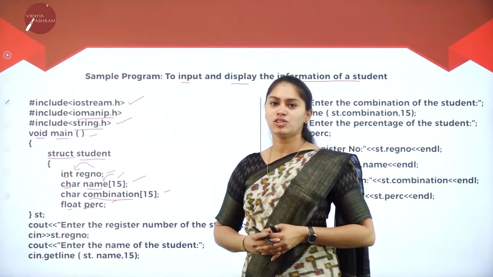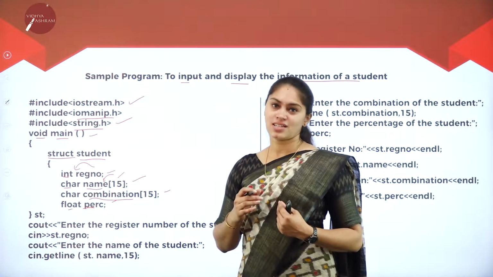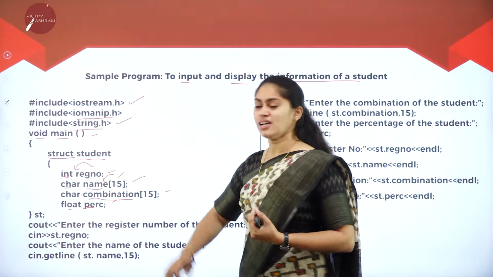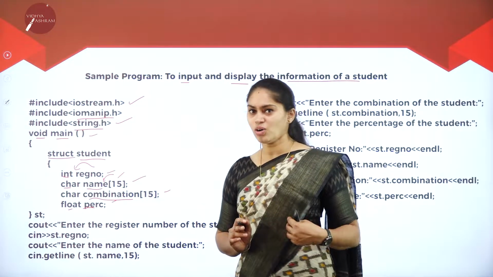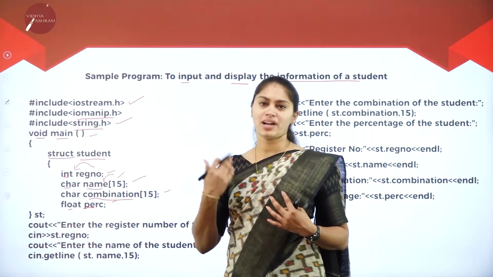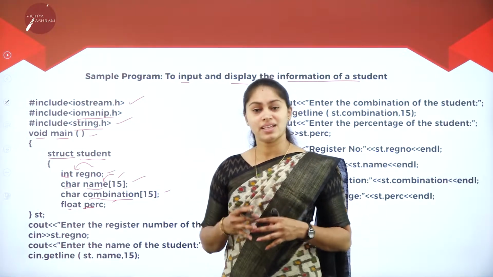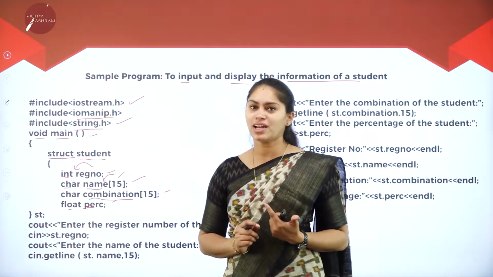Then how are we going to close the scope of a structure? I want to close the structure with closing flat braces with a semicolon. But now I want to access the data. That means I want to input and output, or display, the content of a student. Then I require one variable.